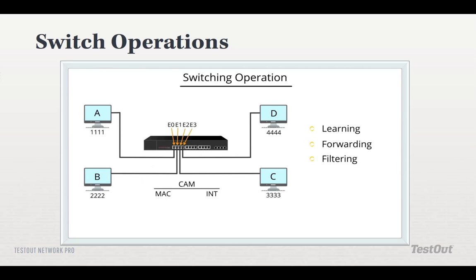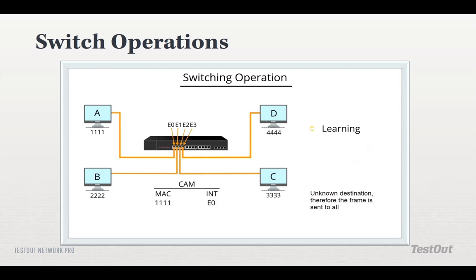But now we go into the learning, the forwarding, and the filtering aspect. No information at this point in time has actually been sent. But now A is trying to go to another computer. So the very first thing is E0 is going to learn that on E0 is MAC address 1111. That's neat. So it makes an entry in the CAM table right there, as you can see. Then again, the learning, the forwarding, and the filtering goes on.